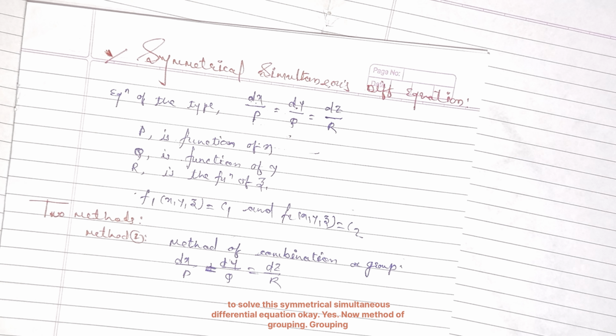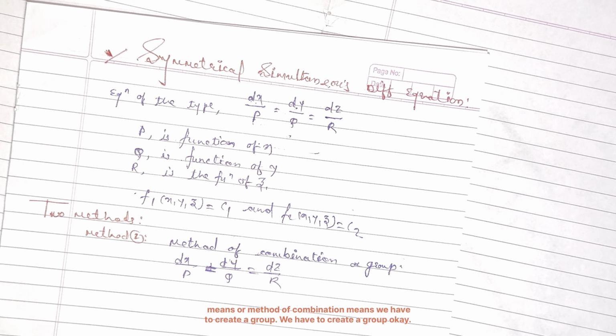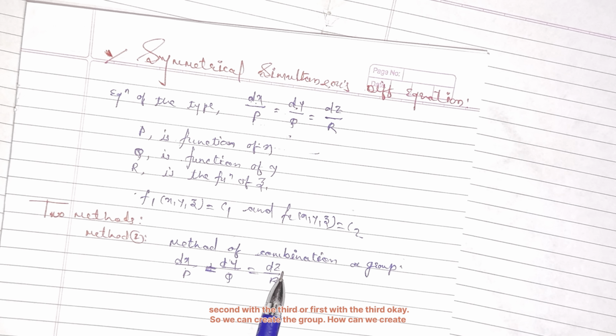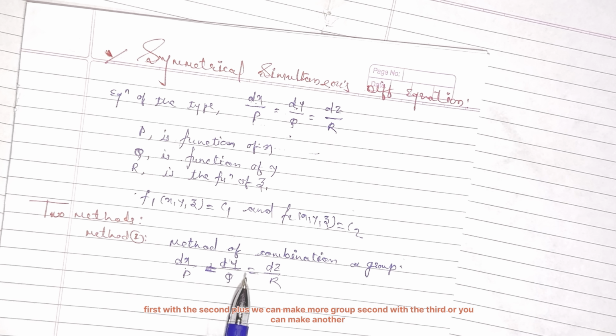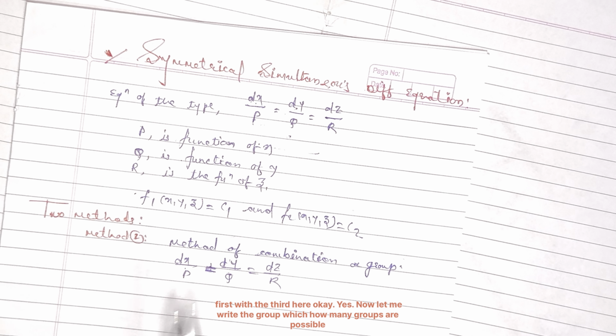Method of grouping, or method of combination, means we have to create a group. How can you create the group? We can create first with the second, second with the third, or first with the third.